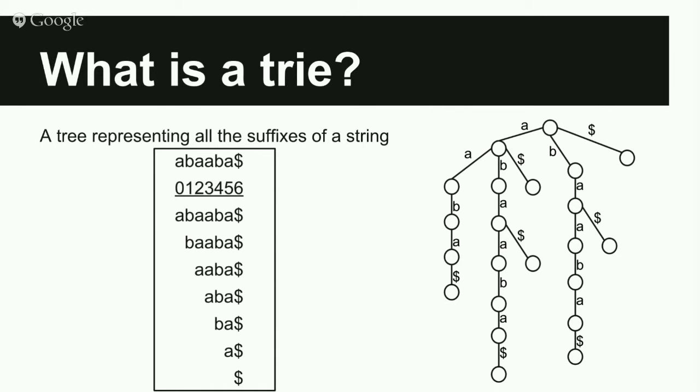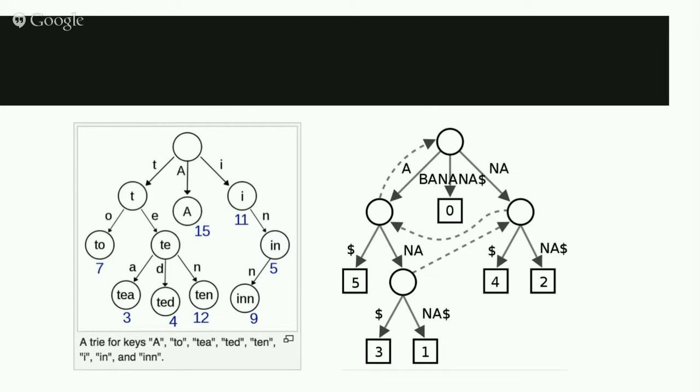Okay, so yeah, here's just another representation of it. That's the string that we have over there, ABAABA, and the trie on the right is a suffix trie of that string. Okay, next slide, please. Okay, and on the right we have a suffix tree of banana, and on the left we have a prefix tree of the words that you see below there: to, tea, ted, ten, and so on. And this is just a quick look at what they look like. Don't worry if you don't understand them. We're going to go into building them later. Okay, next slide, please.